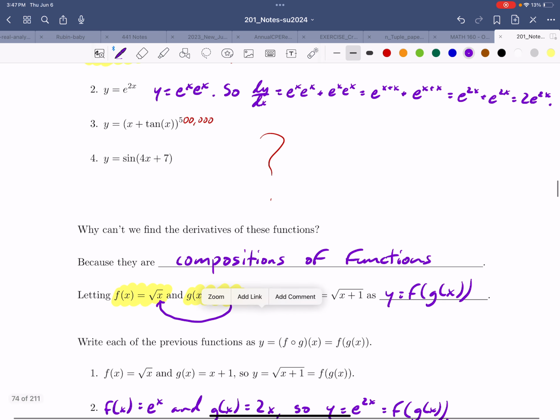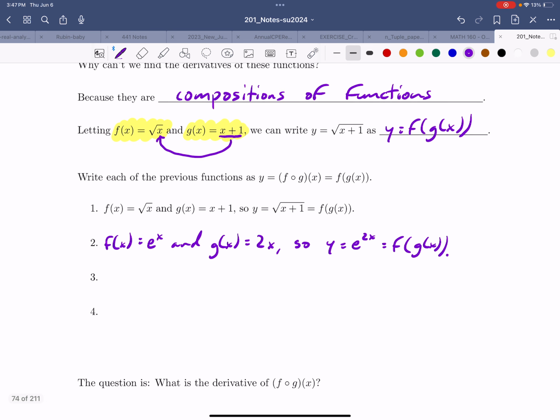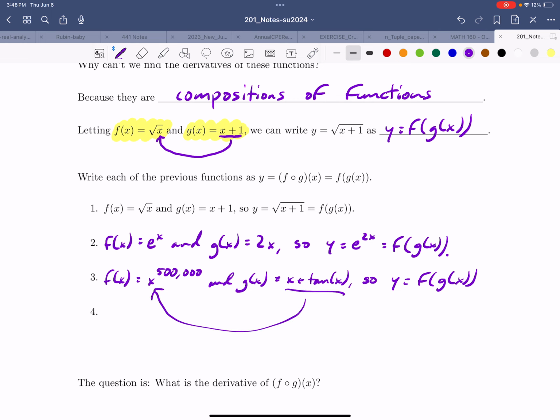We can continue. X plus tangent of x to the 500,000. Let f of x equal x to the 500,000th, and g of x equal x plus tangent of x. Well, actually, I don't need to put in parentheses, just x plus tangent of x. And so what that means is that y equals, again, f of g of x. Note that x plus tangent of x is going inside. It's getting plugged in for x.